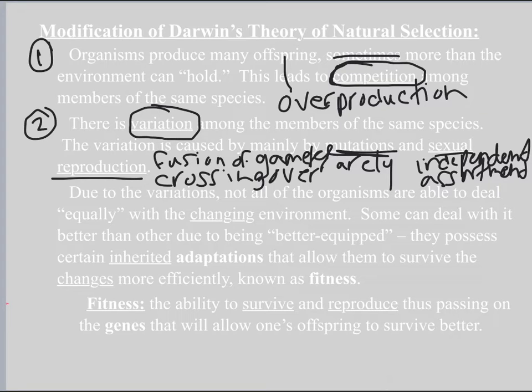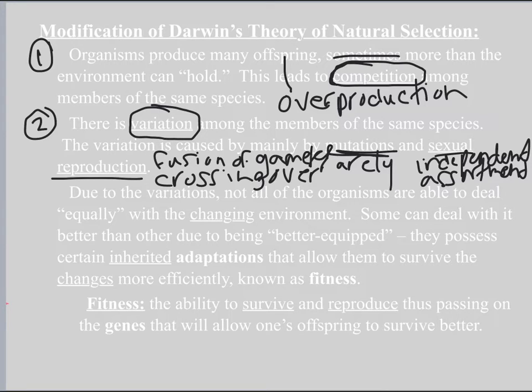Those terms should all be familiar from when we talked about mitosis and meiosis. Crossing over, independent assortment, fusion of gametes, those are all sources of variation. That's why children are not identical to their parents. They're a combination of those genes.